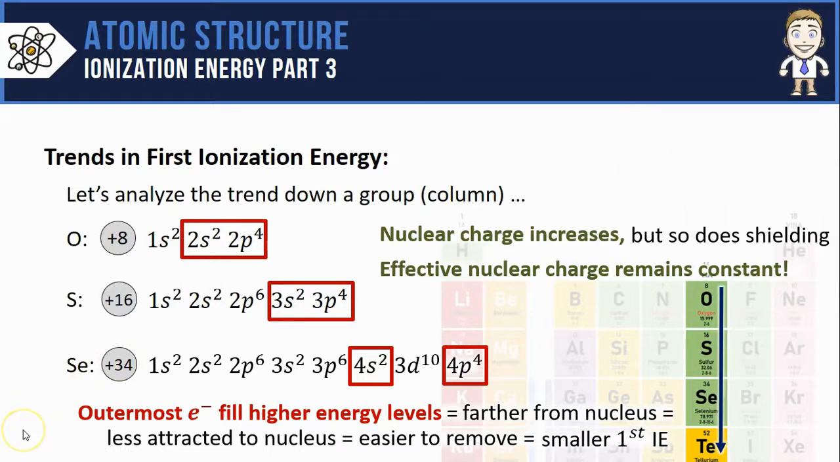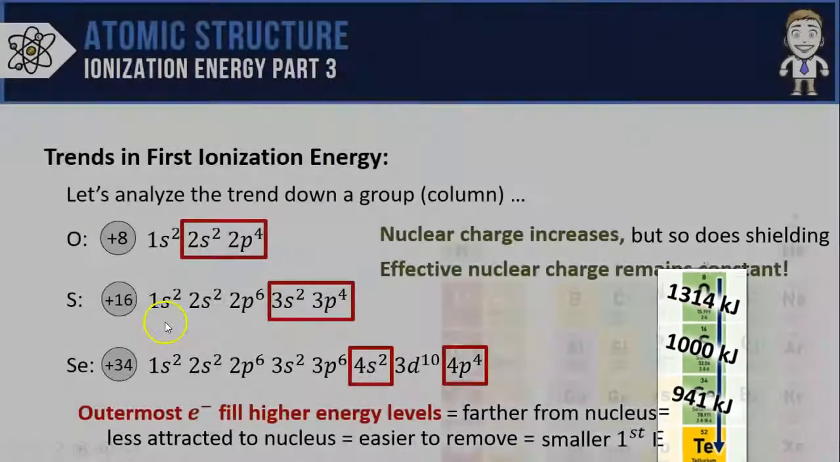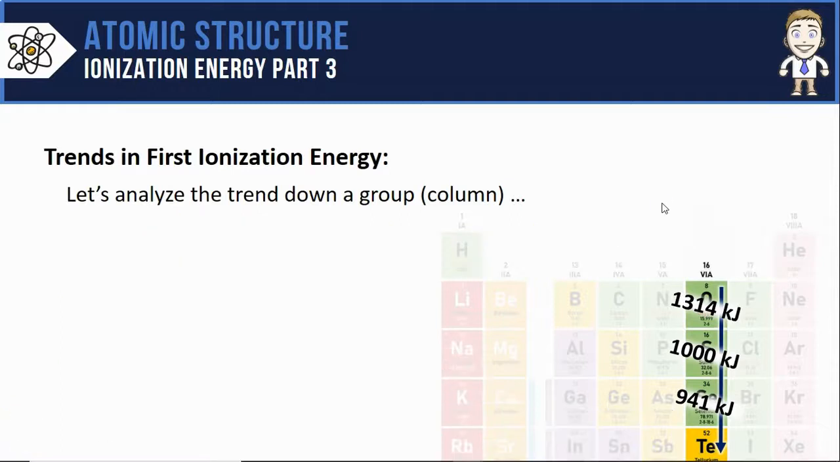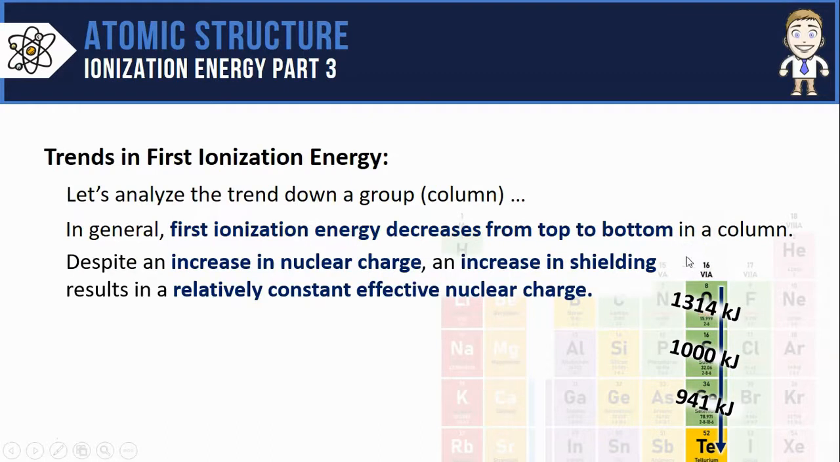first ionization energies. To prove it, here are the actual values for these 3 atoms. Oxygen's outermost electron takes 1,300 kilojoules to remove, sulfur's is less at 1,000, selenium's even less at 941. Let's summarize these ideas first by saying, in general, your ionization energy decreases from top to bottom within a column.